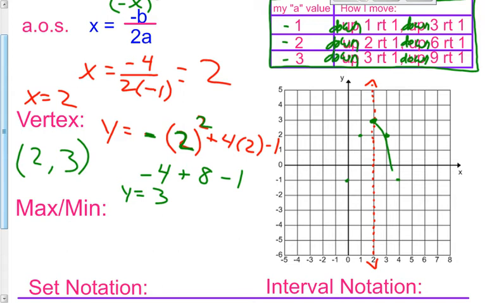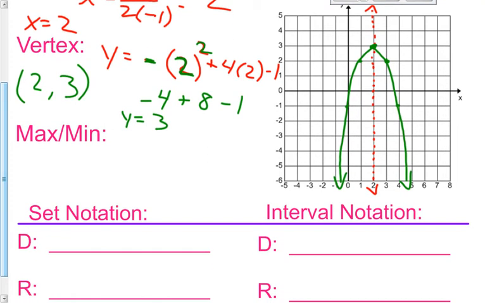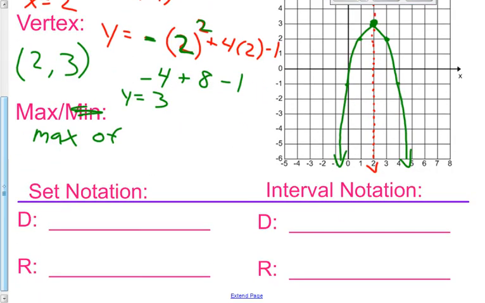Connect these dots. Oof, that was ugly. Connect these dots. See if I can do a better job. It's better. And that is what I require of you on these graphs. So those 5 points. Maximum, minimum. This one is not going to have a minimum. It's going to have a maximum value. So we have a max of what y value is that? That y value is 3. A max of 3.